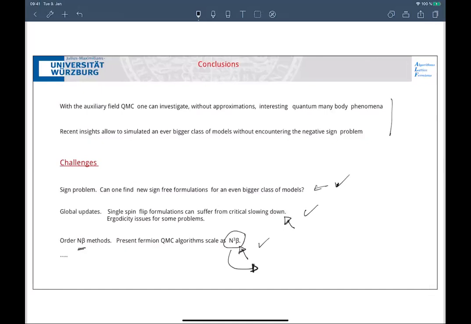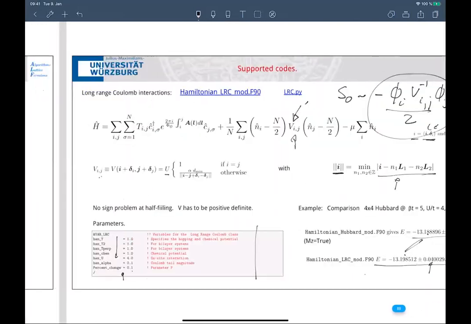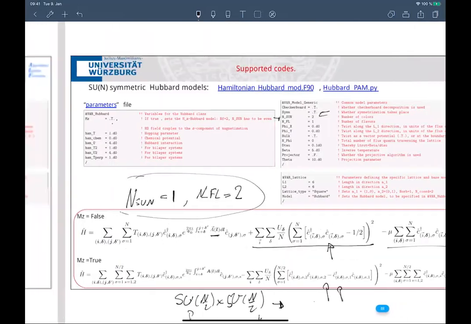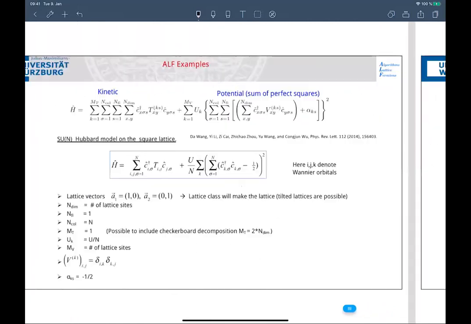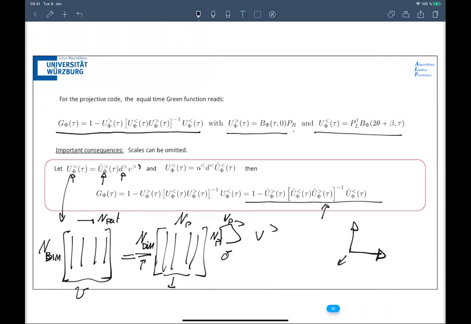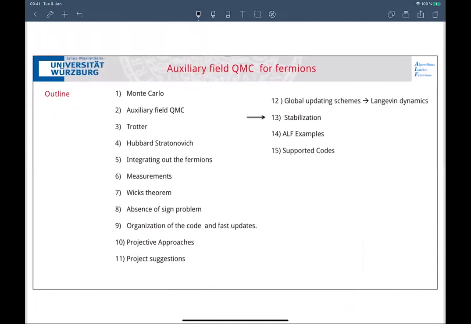I do have a comment regarding this global update. It only has the Langevin method you were discussing today, right? The Langevin dynamics. Yeah. I know that for some of the, for example, for the SU(2) Hubbard model, what you can do is flip one spin in all the imaginary times. Yeah. So there is a global updating right here, right?